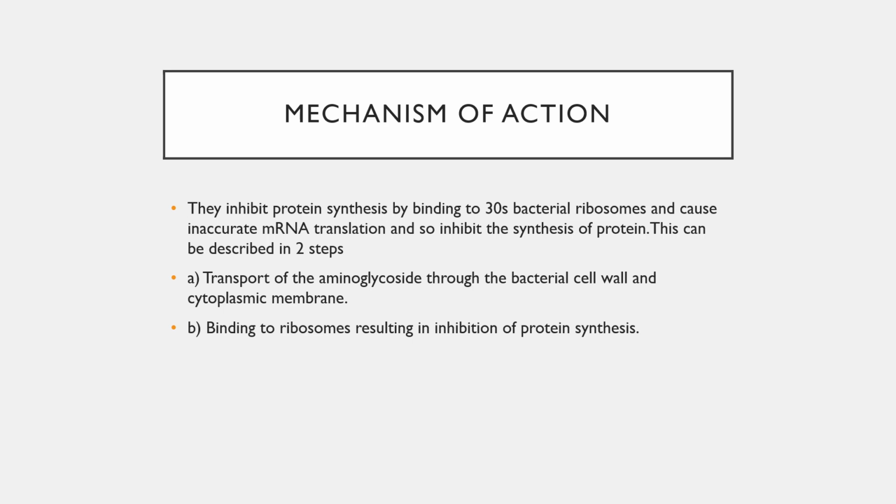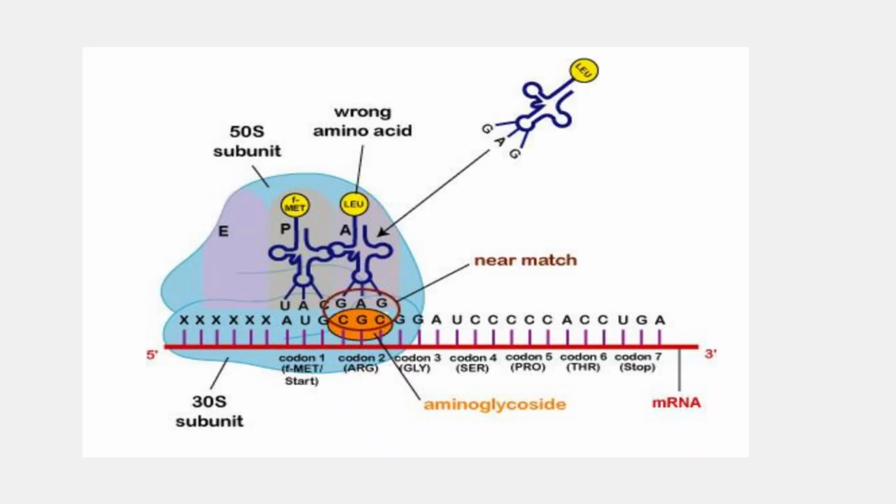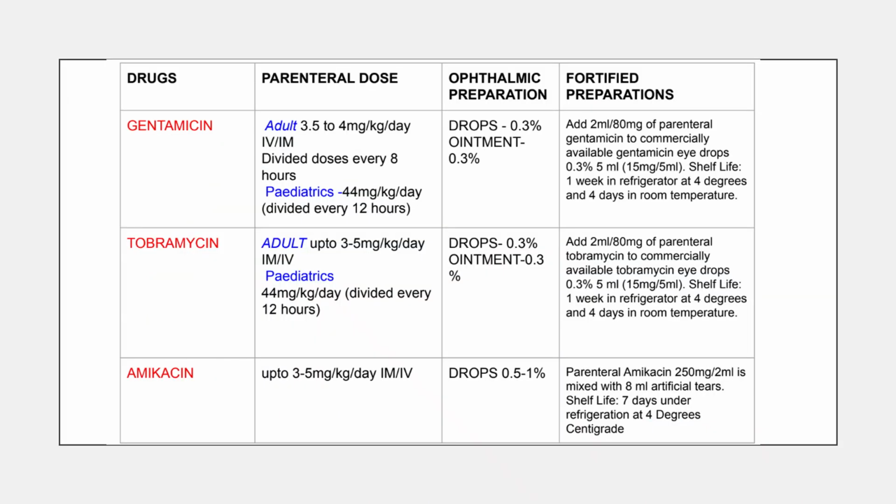Thus, the penetration is dependent upon maintenance of a polarized membrane and on an oxygen-dependent active process. And the second step is binding to the ribosome, resulting in inhibition of protein synthesis. Here we can see that when aminoglycosides bind to the 50S subunit of the ribosome, it results in inaccurate protein translation.